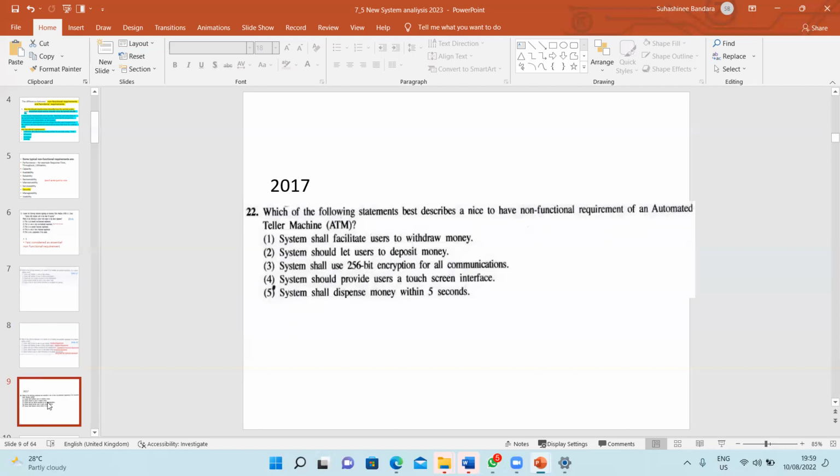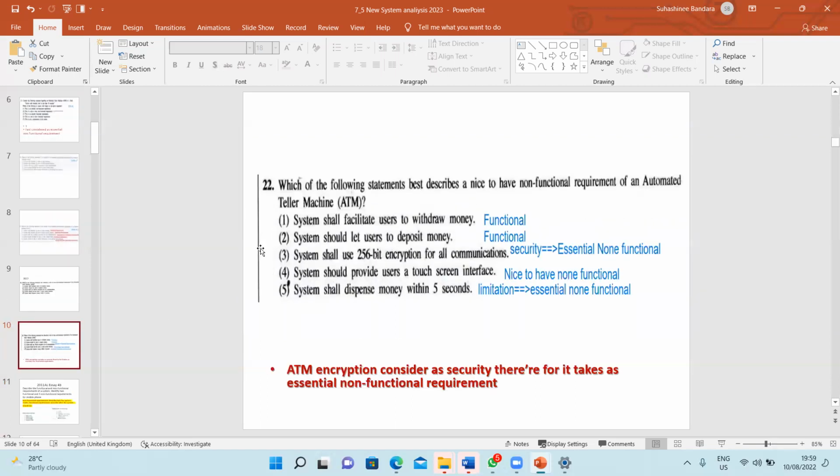Then this also we discussed. Which of the following statements best describes a nice to have non-functional requirement of an automated teller machine? We discussed: the system shall facilitate the user to withdraw money. I think this is 2011. Withdrawing money today is a functional requirement and depositing money is also a functional requirement today. But at that time deposit money was non-functional. Today we treat depositing and withdrawing money as functional requirements.